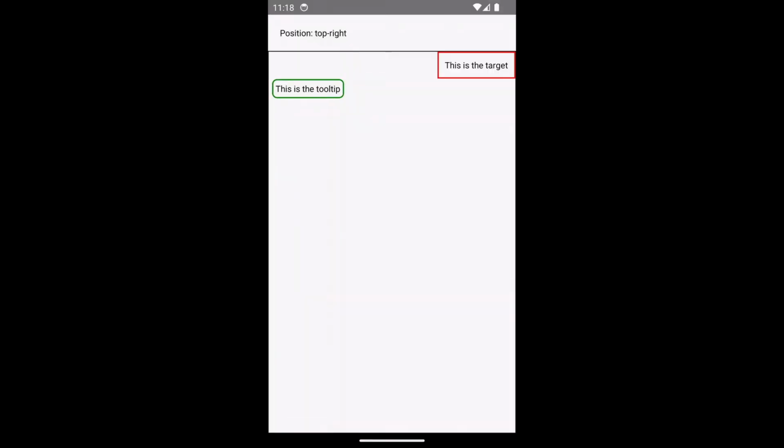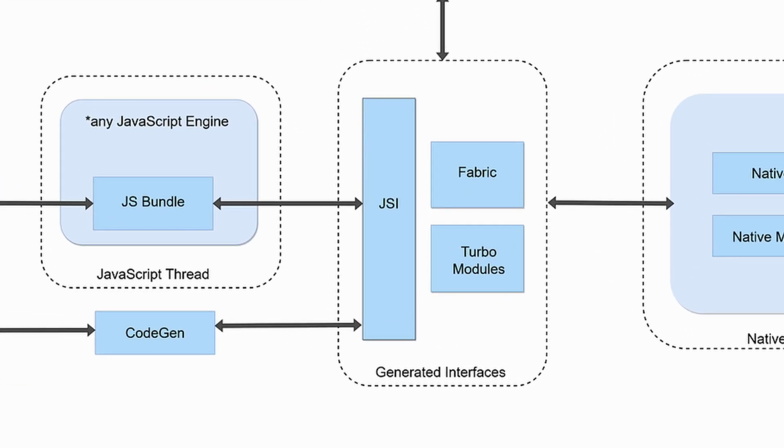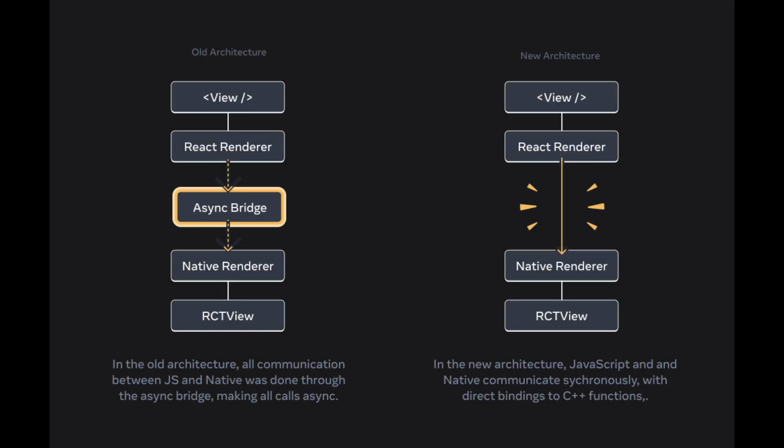However, due to the asynchronous and batch nature of the bridge, communication wasn't always instant, leading to performance issues, especially in complex UIs or animations. To solve this problem, the team at Meta came up with JSI. JSI allows direct synchronous access to native functions without the need of a bridge. Amazing, right? Let's take a look at how it works.